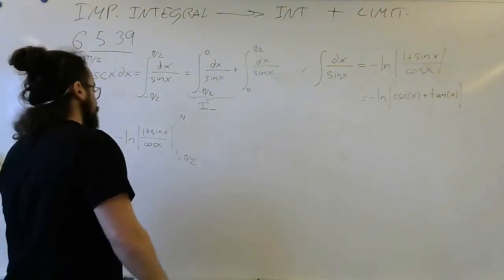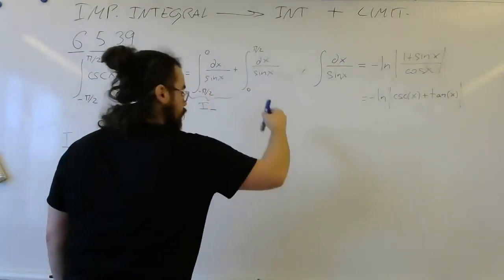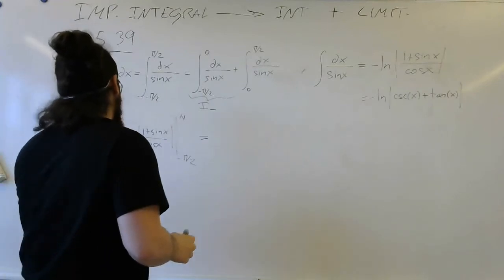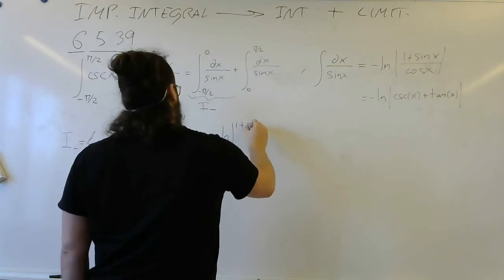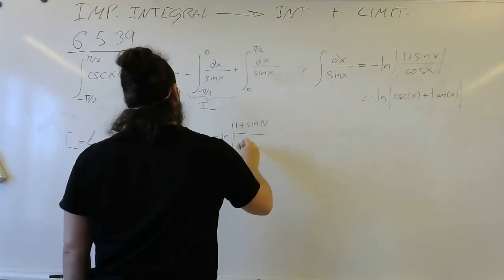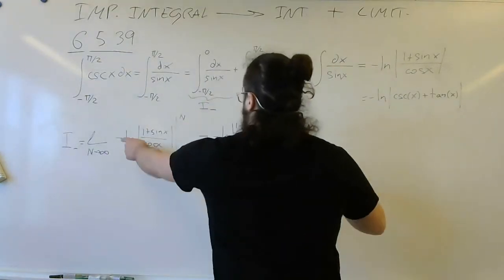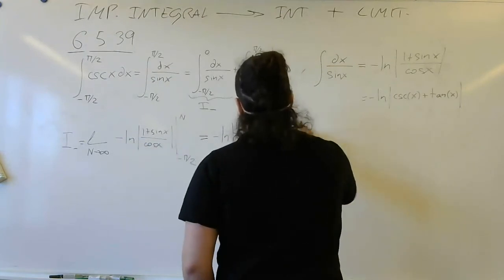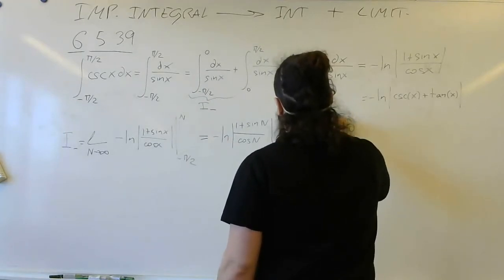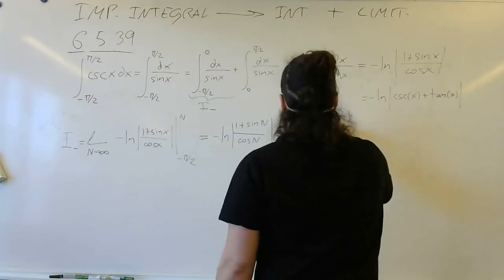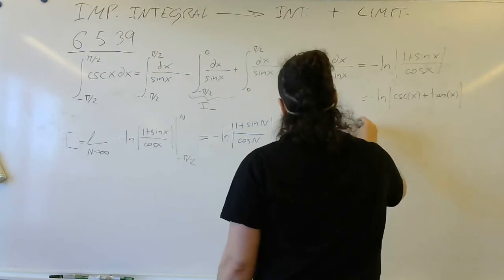Now, this is minus the logarithm of 1 plus sine n over cosine n, minus, with this minus becomes a plus, the logarithm of 1 plus sine minus pi halves over cosine minus pi halves.